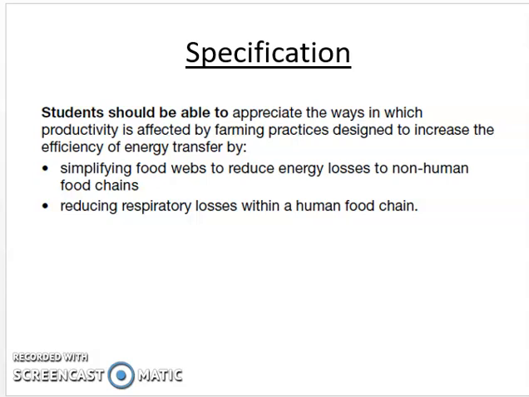So this last little bit of 5.3 says students should be able to appreciate the ways in which productivity is affected by farming practices designed to increase the efficiency of energy transfer by simplifying food webs to reduce energy losses to non-human food chains, and reducing respiratory losses within a human food chain. Okay? I think it's self-explanatory. Non-human food chain. I think you understand what that means.